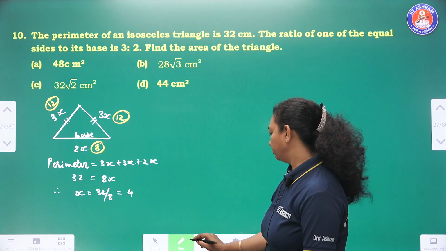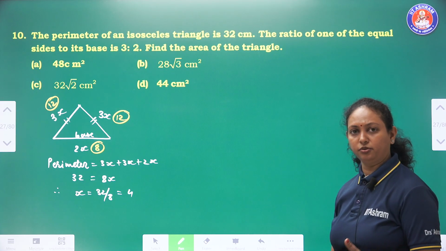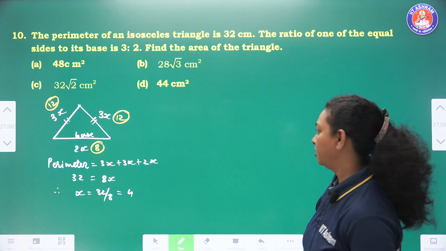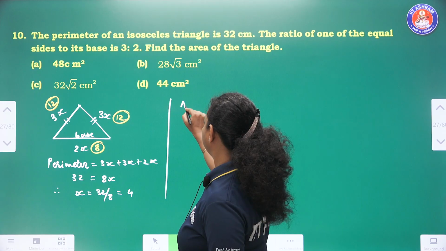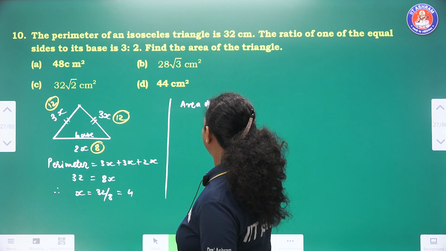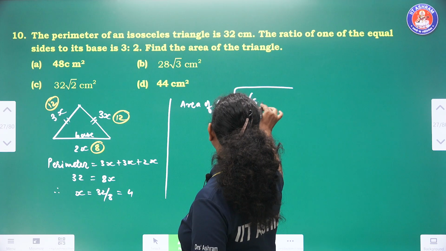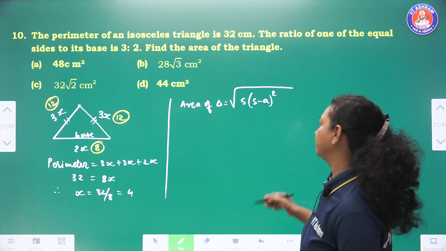Now we find the area of it. How do we find area? You can use Heron's formula, or you can find the altitude and find it, that is up to you. The easiest way for this is Heron's formula that I directly use. So area of triangle is equal to root of S into S minus A square. Why have I written S minus A square? Because two sides are equal.